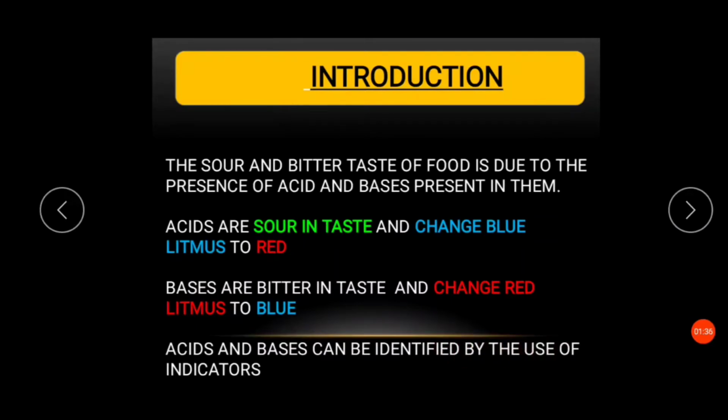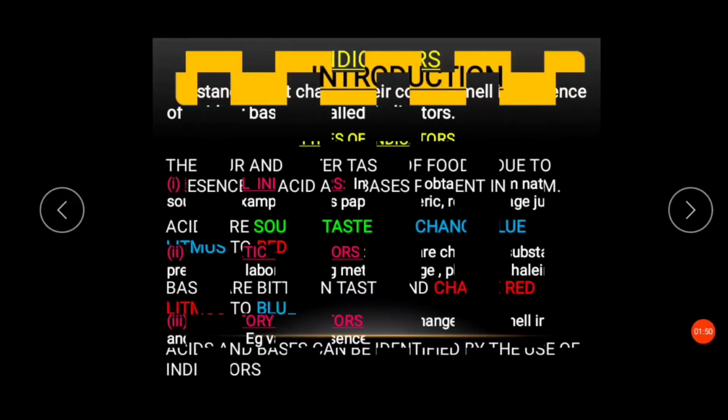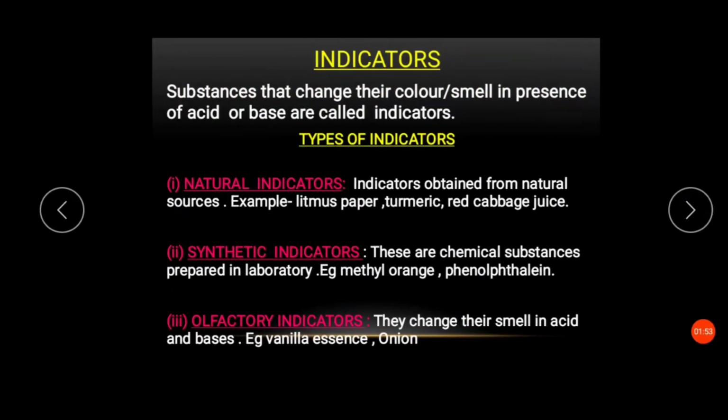Now all the acids and bases cannot be tasted, as they can be harmful to us. So without tasting, if we want to know that a particular substance is acidic or basic, then we can use indicators. Now the question arises, what are indicators? Indicators are substances that change their color or smell in the presence of acid or bases. So they are called indicators. Now there are three kinds of indicators: natural indicators, synthetic indicators and olfactory indicators.